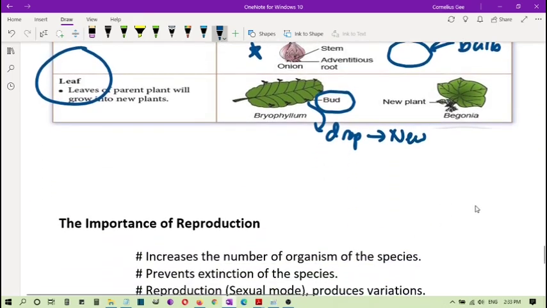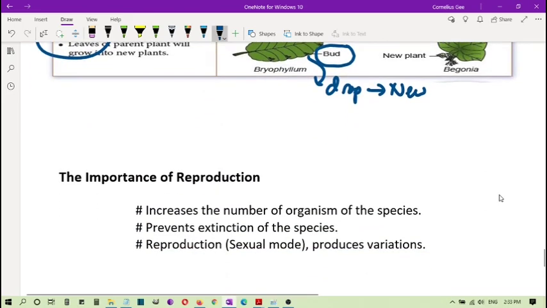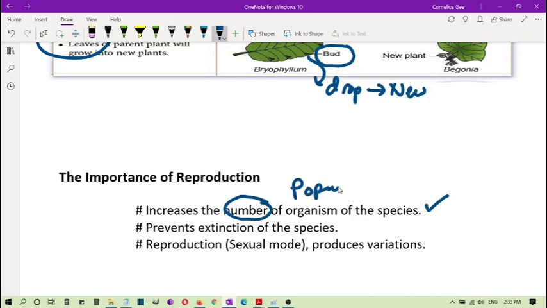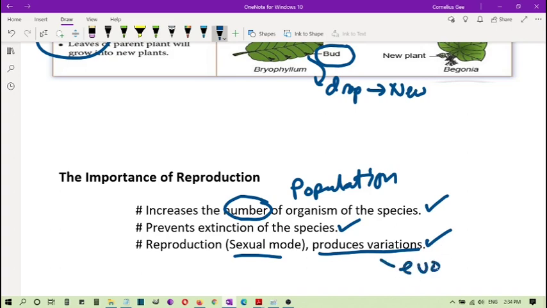So we end this section by looking at the importance of reproduction. As you understand, reproduction is the producing of new individuals. It is important because it helps to increase the number of organisms, meaning the population. Besides that, it also prevents the extinction of the species. Then in reproduction, especially the sexual mode, it produces variation, which is very important for the process we call evolution. This is something extra, but don't worry about it.